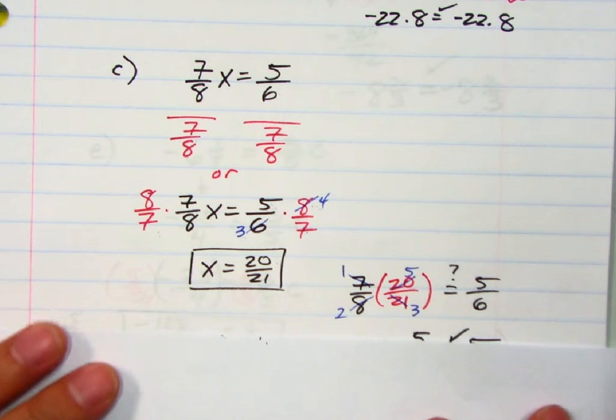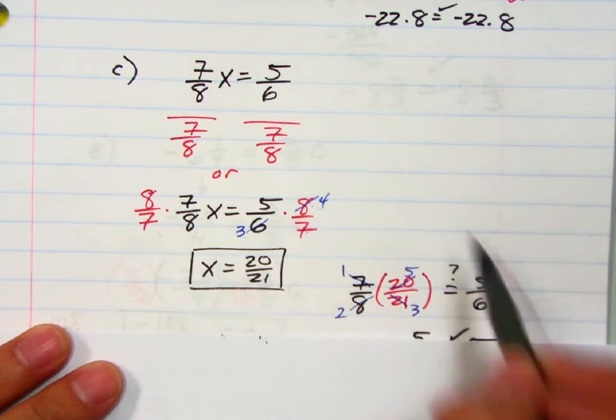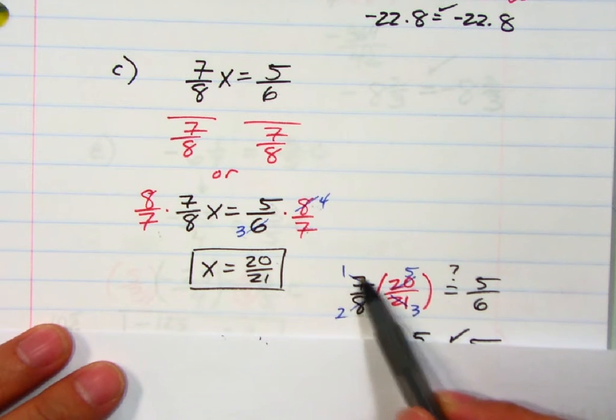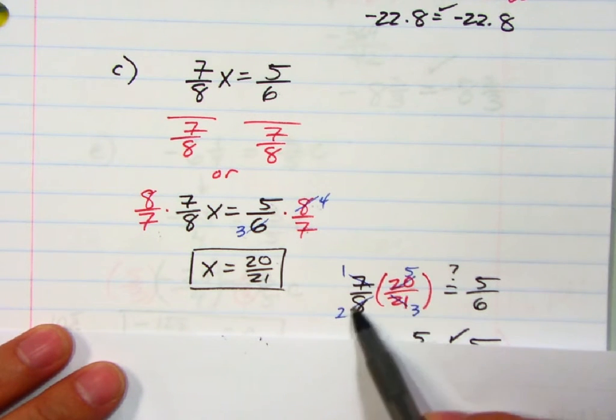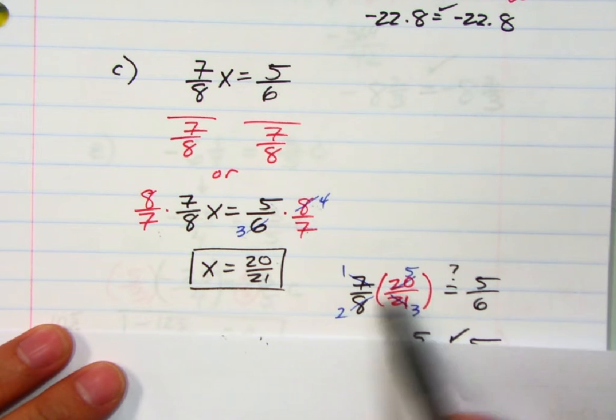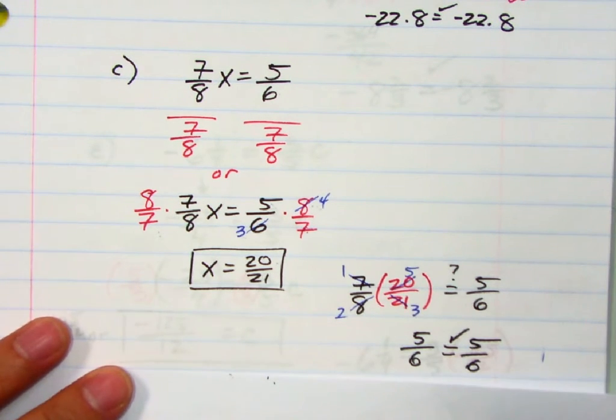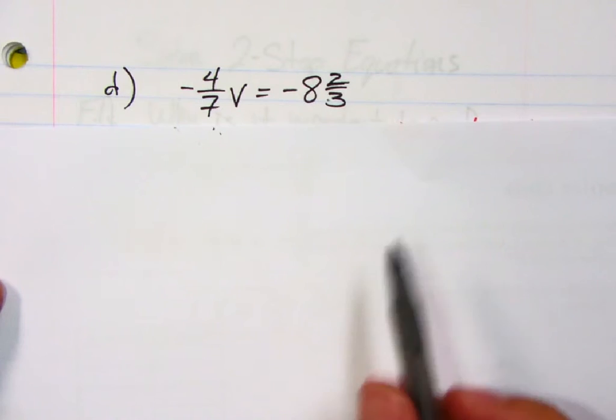And then I can double check. Go back and put it back in the original equation. And then I could do some cross canceling if I prefer. 7 and 21, 8 and 20, and then multiply across. All right, and it comes out 5/6, and that works out. Okay, got a few more examples for you. So let's take it a step further.